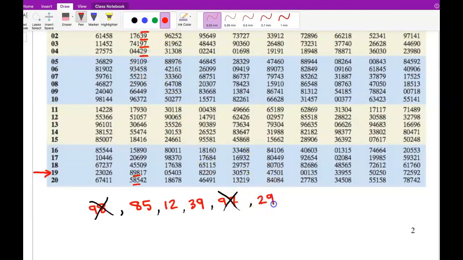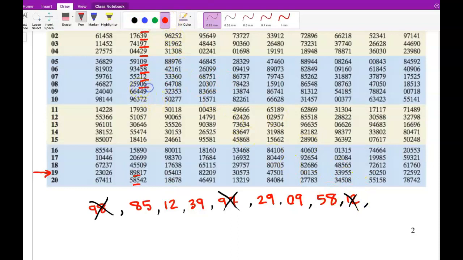29. Here we have 09, that means I have 9. 58. Here again, we have 12. As I said, we shouldn't repeat, because I already have that one here.